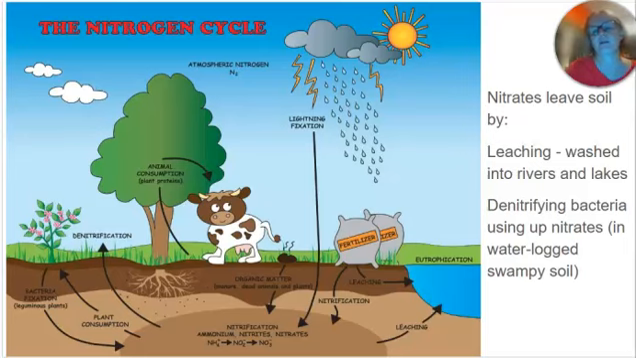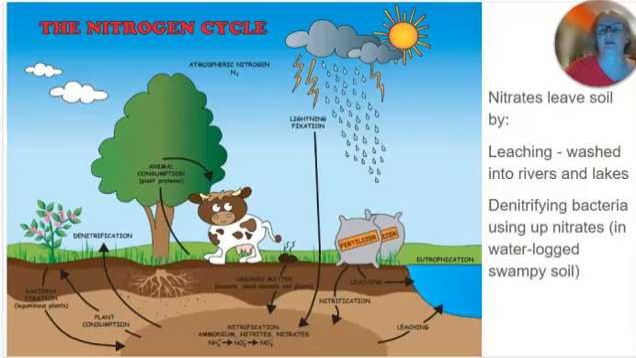But there are some ways in which nitrates can leave that are unhelpful, and those are associated with water, really. So leaching is when nitrates get washed into rivers or lakes, and that's what's happening over here. So we've got leaching into the lake, or leaching if you put too many fertilizers on the soil and then it rains, just washes it straight off.